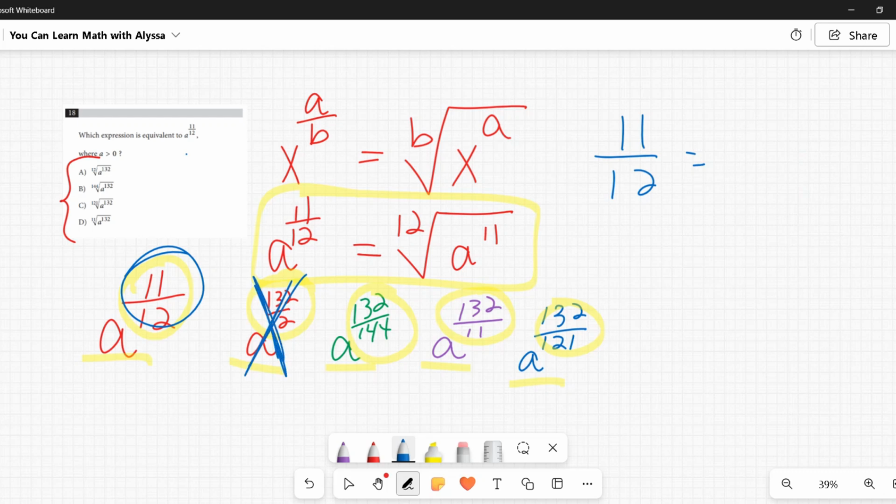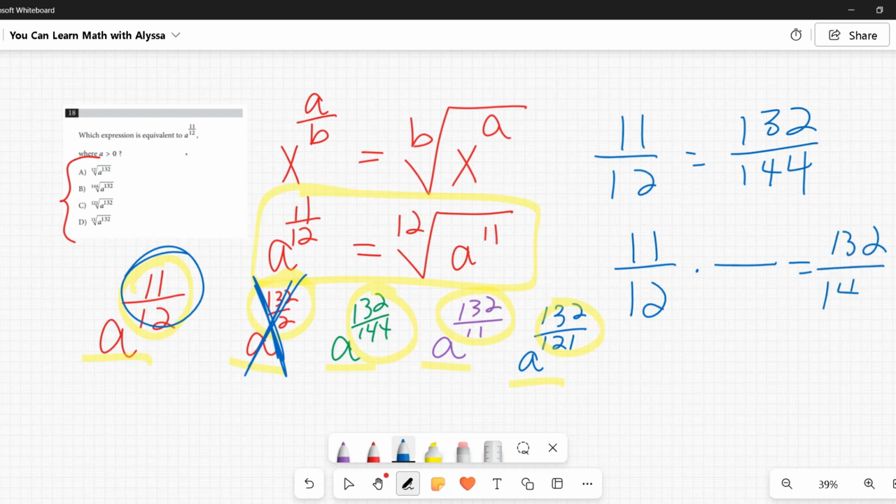What about the next one? 132 over 144. Could that simplify to get me to 11 twelfths? That one looks like it could be. So let's say 11 times what? We can go either way. We can try to simplify 132 over 144, or we can ask ourselves 11 times what equals 132, and 11 times what equals 144.